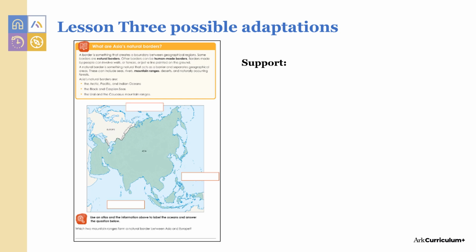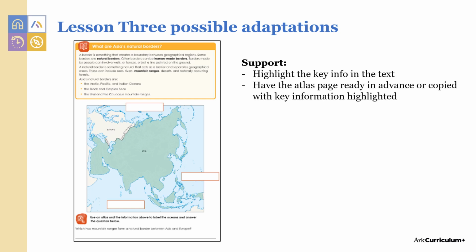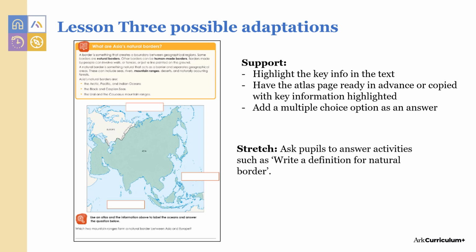In lesson 3, you can support pupils by highlighting the key information in the text and having the atlas page ready in advance or copied with the key information highlighted there, and add a multiple choice option as an answer. Stretch pupils by asking them to answer activities such as write a definition for natural order.